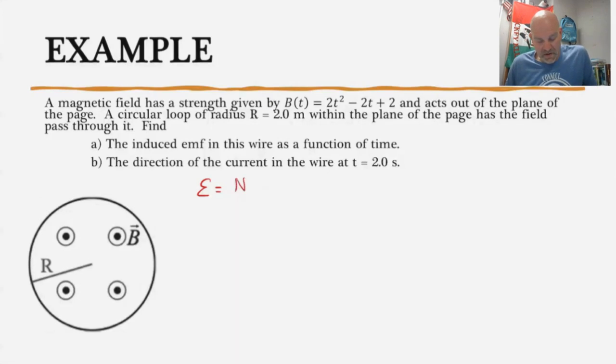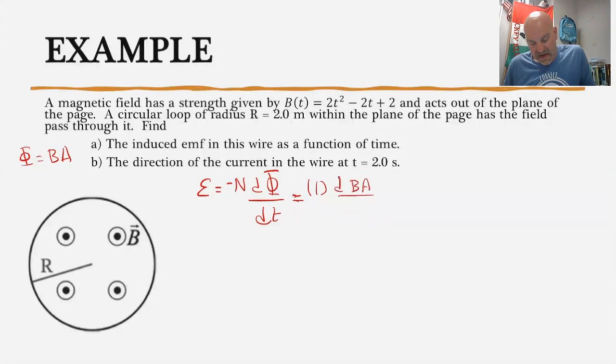So we're going to find the induced EMF. I know the equation, negative N d phi dt. And remember, phi is BA, right? So what we're going to essentially do is we know that there's going to be one turn, and I'm going to do d(BA) dt. My A is constant, so I can bring that out. So it's going to be A dB dt. Okay, and then now I'm just going to take the derivative, multiplied by A. Sorry, I forgot the negative sign.